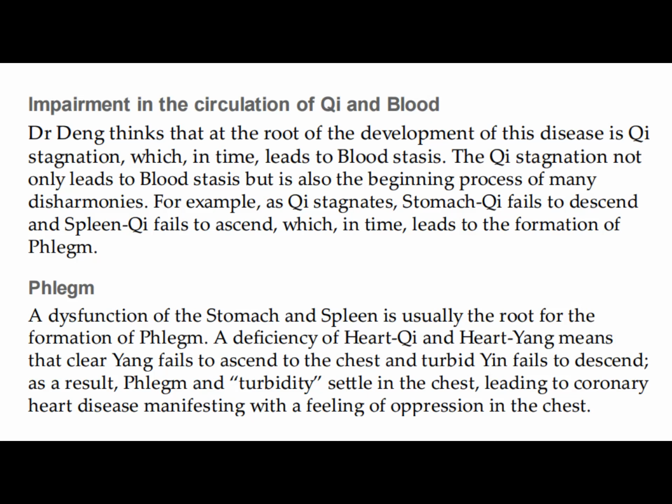A deficiency of heart qi and heart yang means that clear yang fails to ascend to the chest and turbid yin fails to descend. As a result, phlegm and turbidity settle in the chest, leading to coronary heart disease, manifesting with feeling of oppression in the chest.